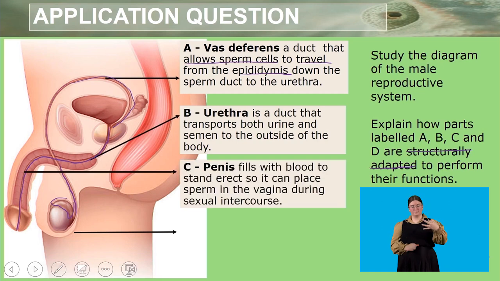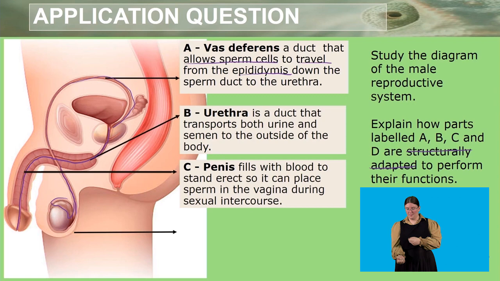And then C points to the external male organ that is part of the male reproductive system, and that is the penis. This fills with blood to stand erect so that it can place sperm in the vagina. So that function is to place a sperm in the vagina during reproduction and during sexual intercourse.